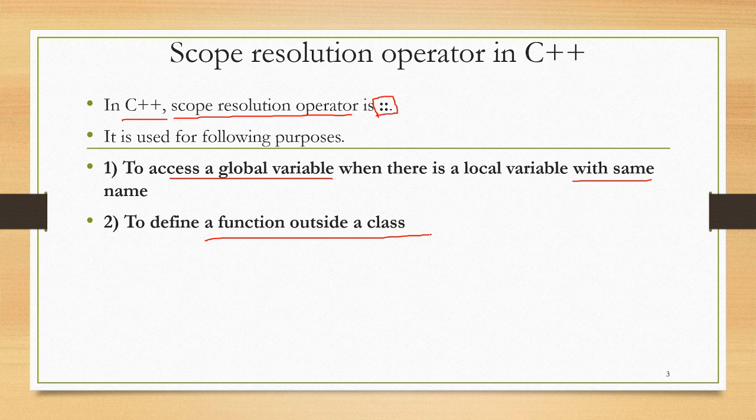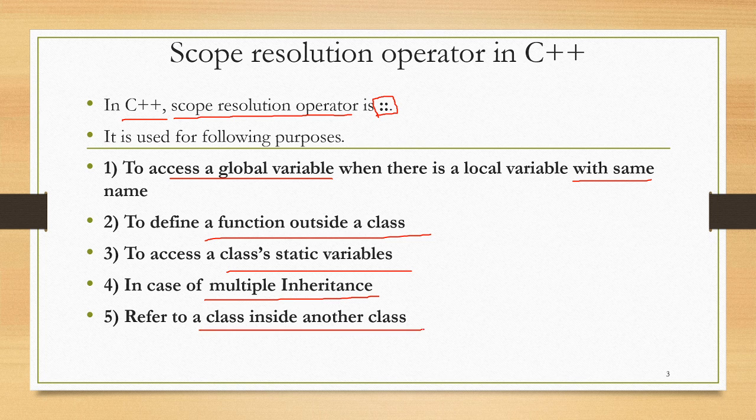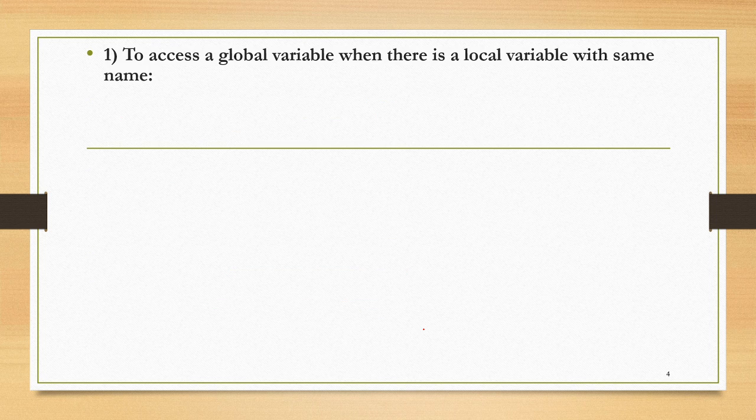That is, we are a bit familiar with this. Next, to access static class variables, we need the scope resolution operator. In case of multiple inheritance, we require the scope resolution operator, and sometimes it refers to a class inside another class. So these are the different uses of the scope resolution operator. One by one we are going to see it.